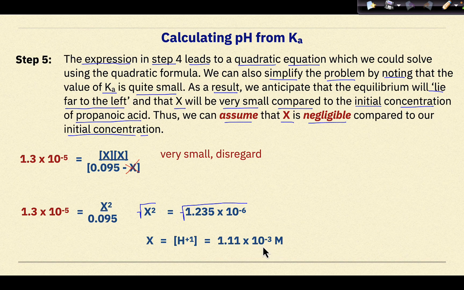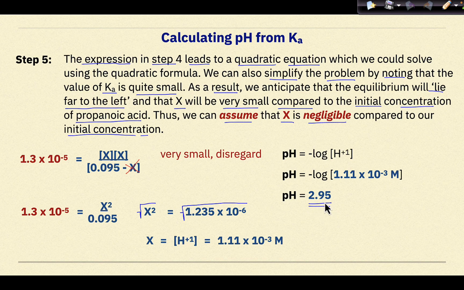From there, we can solve for pH. So we'll use the pH formula. pH is equal to the negative log of the hydrogen ion concentration. We'll plug in our value of our hydrogen ion, and then solving for pH, we find pH to be 2.95. And we can stop right there. We do not need to go back to our RICE table and complete that because we already know the value of our Ka. The whole point here was to find this pH value, which we succeeded in doing.